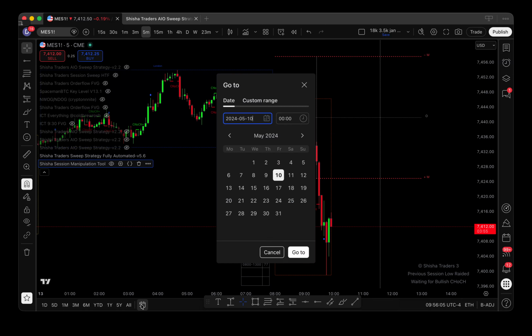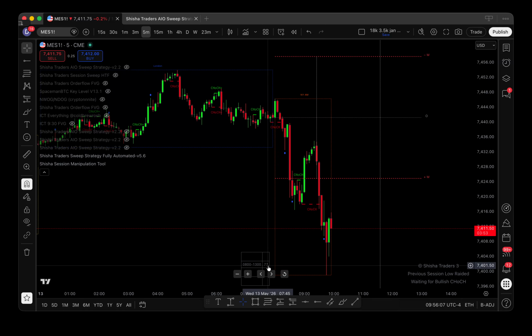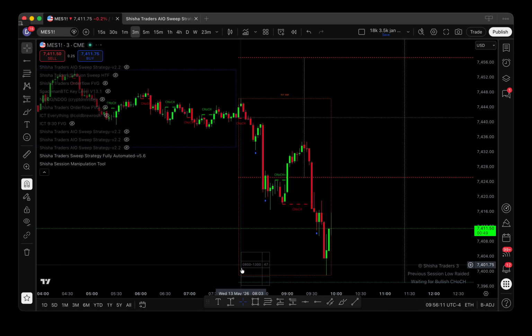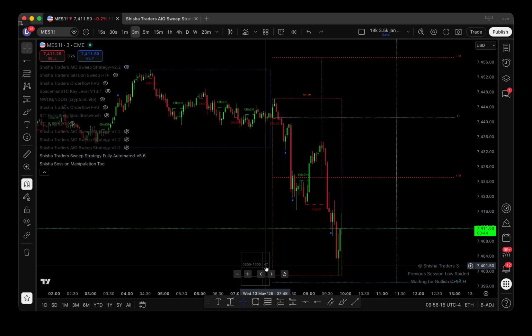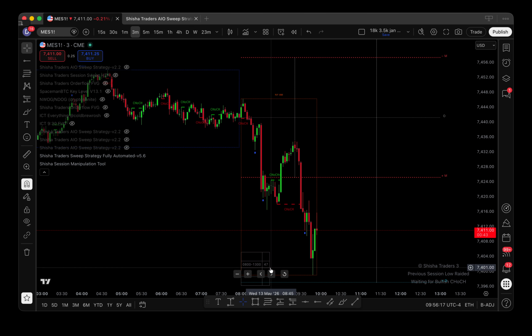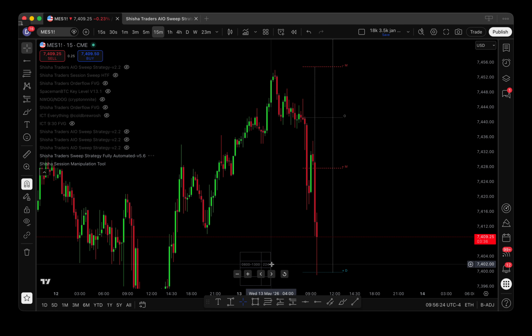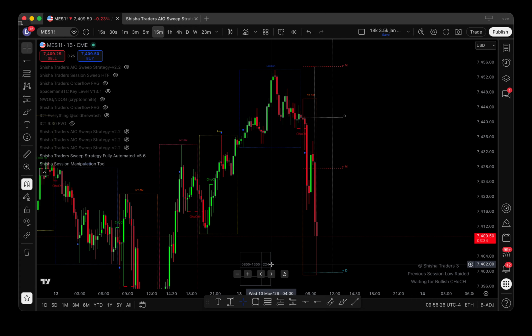You can go back up to like a year back. 77 New York AM sessions, so that's 77 days back. But on the lower time frame, you get fewer sessions because TradingView only allows a maximum of 20,000 bars. 20,000 bars on 3 minute is only 47 sessions, but on 5 minute it's 77. If I go on the 15 minute, I'll probably get like 224 sessions, right?